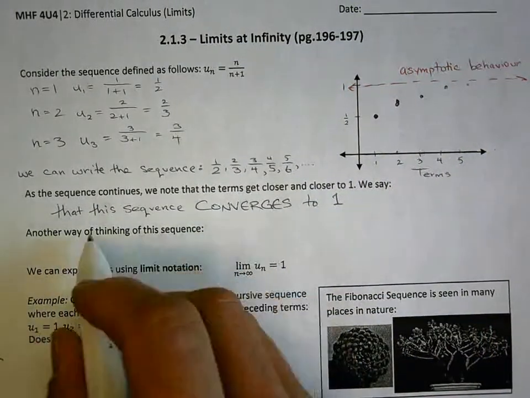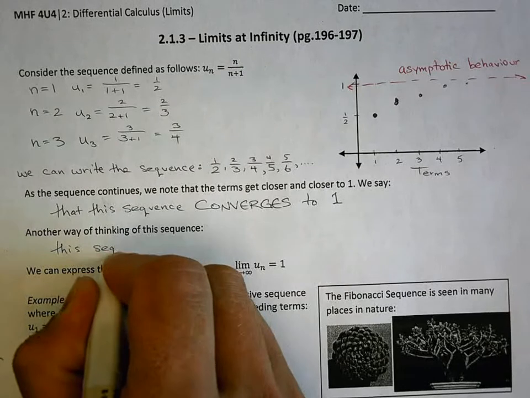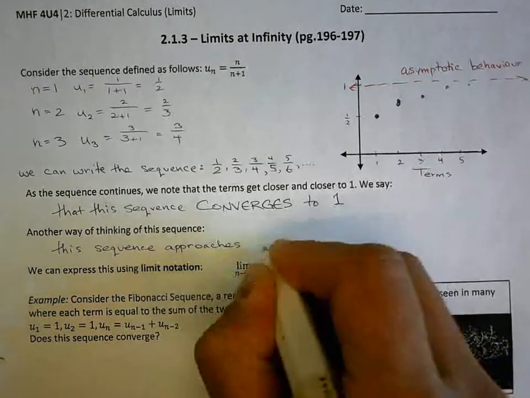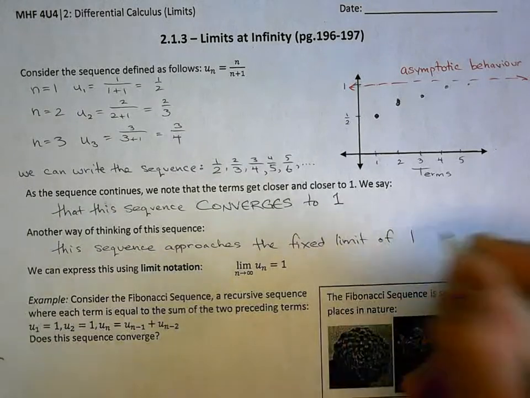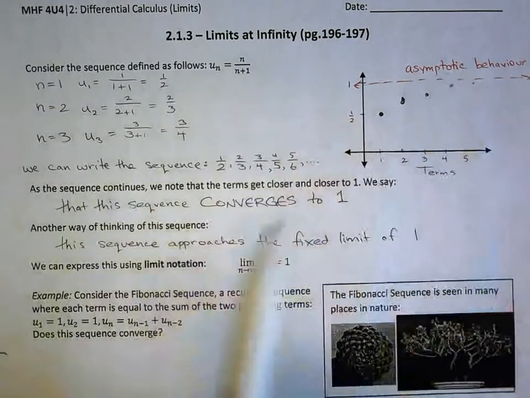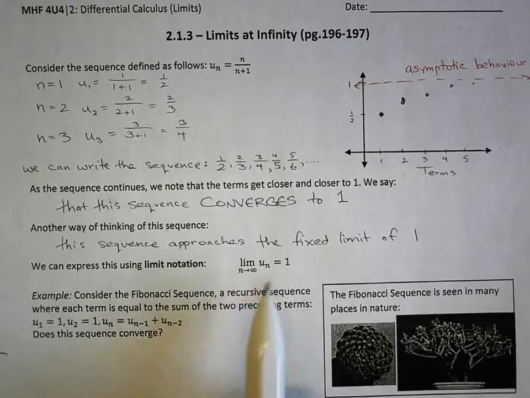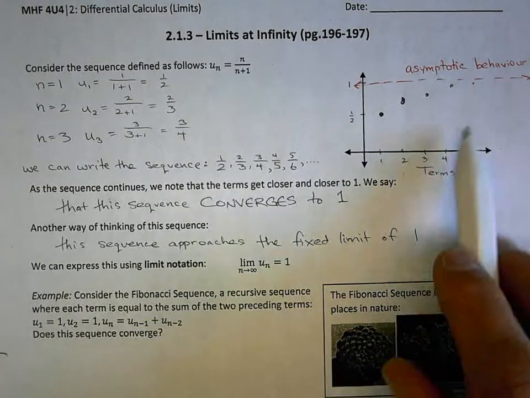Another way of thinking of the sequence, though, if it wasn't a sequence and it was more of a function, this sequence approaches the fixed limit of 1. If I had a function, it's actually approaching 1. So we could say the limit of this sequence as the number of terms approaches infinity is 1. Neat. No matter how many terms I have, even if I have n equals 1,000,000, it's still going to be less than 1.